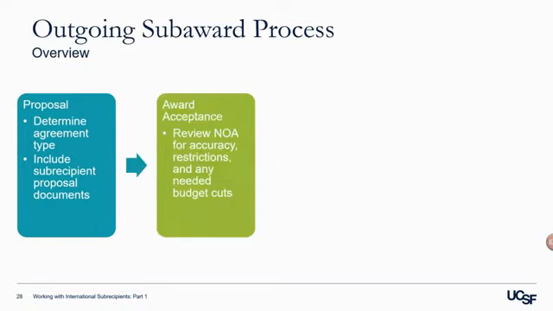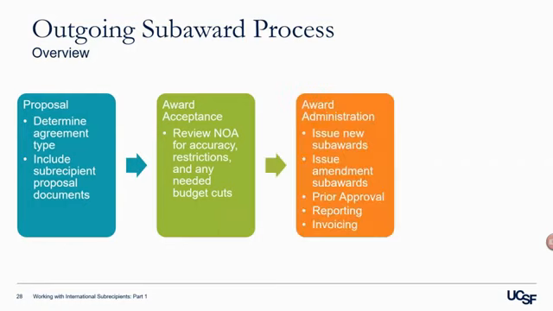So then at award acceptance time, the NOAA should be reviewed for accuracy, restrictions, and any needed budget cuts. And those restrictions definitely are going to require special consideration for international subs, but for all subs, you should be looking to see if there are any restrictions.